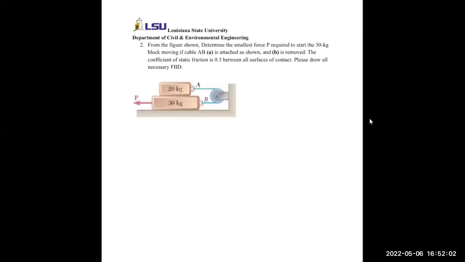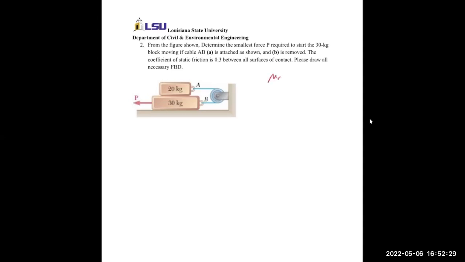Okay, so problem number 2 states: from the figure shown, determine the smallest force P required to start moving the 30 kilogram block. First case, if cable AB is attached as in the figure, or second, if AB is removed. The coefficient of static friction is 0.3 between all surfaces of contact. Please draw all necessary free body diagrams.